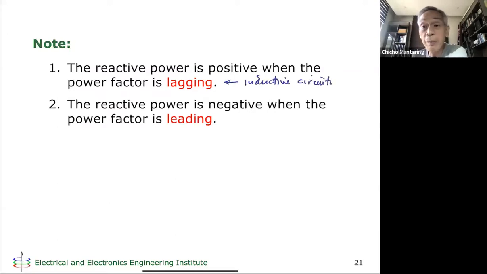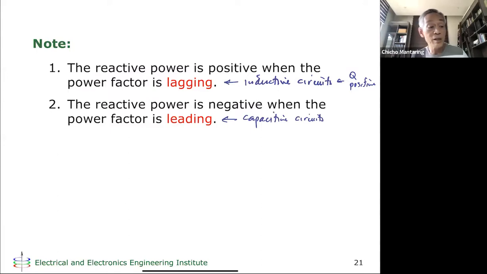Okay. You remember pag inductive circuits, yung current lags the voltage. And when you have an inductor, then your Q, so here Q is positive. Ito naman, this is for capacitive circuits. In capacitive circuits, your current leads the voltage.